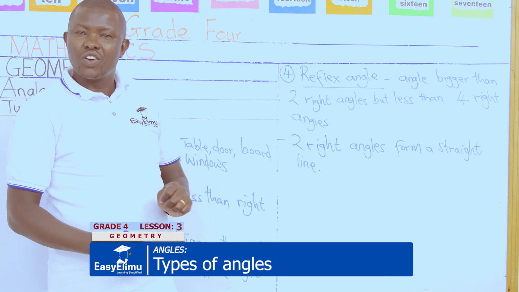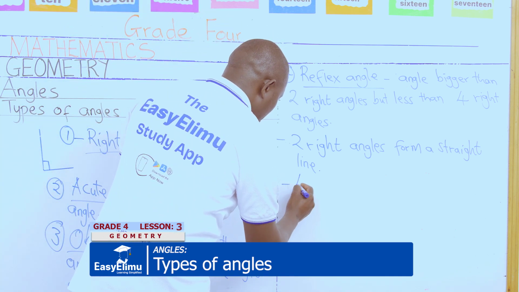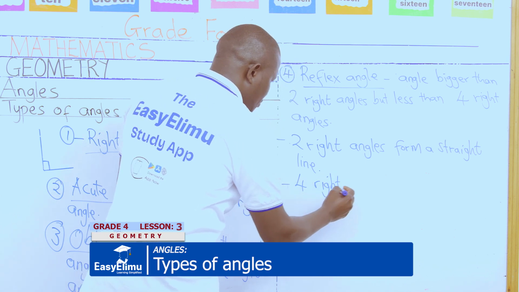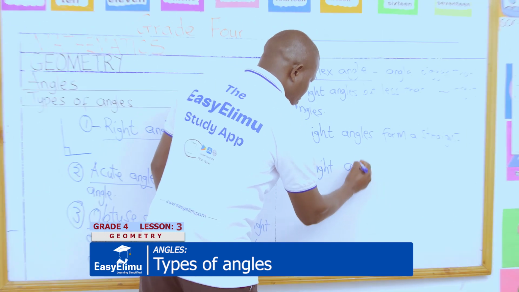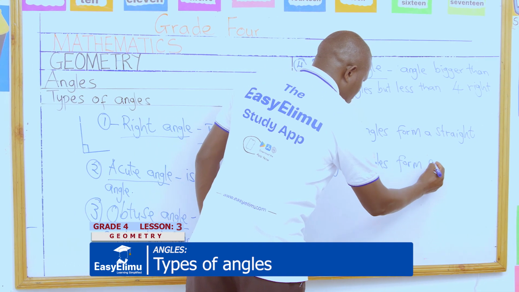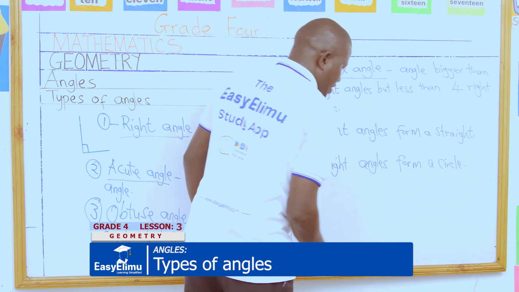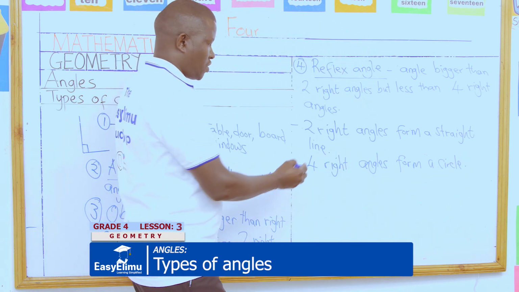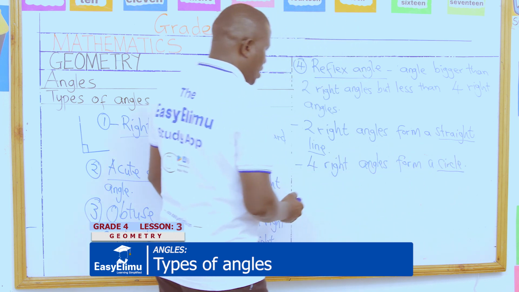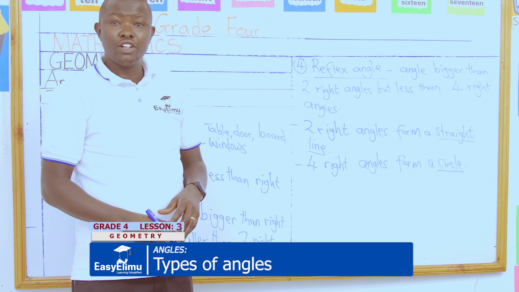4 right angles add up to a circle. 4 right angles form a circle. The first one, 2 of them form a straight line, and now the other one forms a circle. Those are the 2 key things that you have to bear in mind.